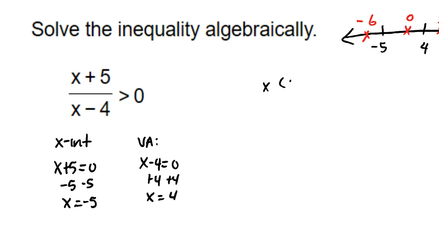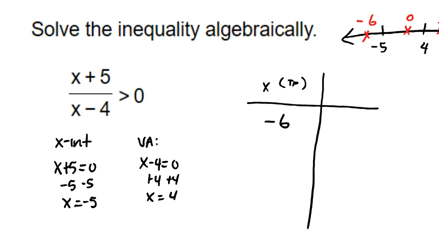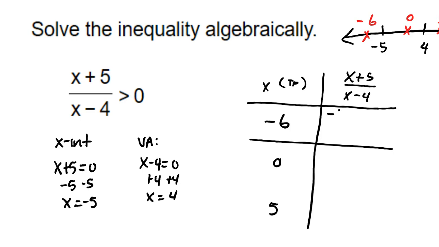I want to take my test points and substitute them into the rational expression. So my test points are -6, 0, and 5, and we'll substitute those into our rational expression, x plus 5 over x minus 4. And we're looking to see when that rational expression is going to be positive or negative. So substituting a -6 into the expression would give me -6 plus 5 over -6 minus 4. That's a negative over a negative, which is a positive.